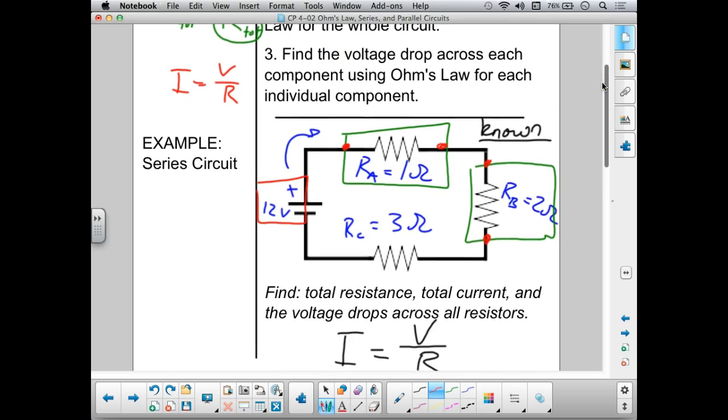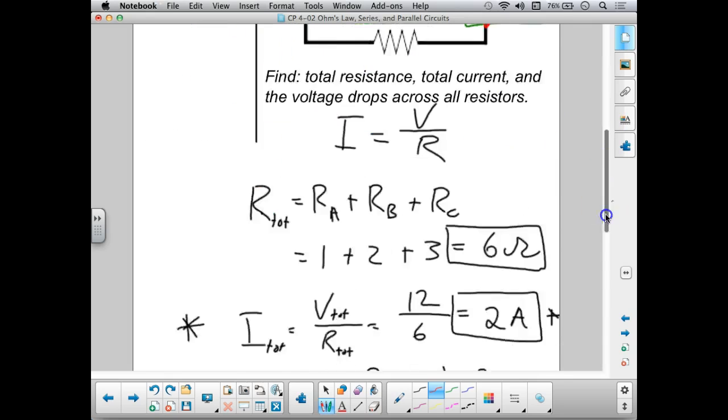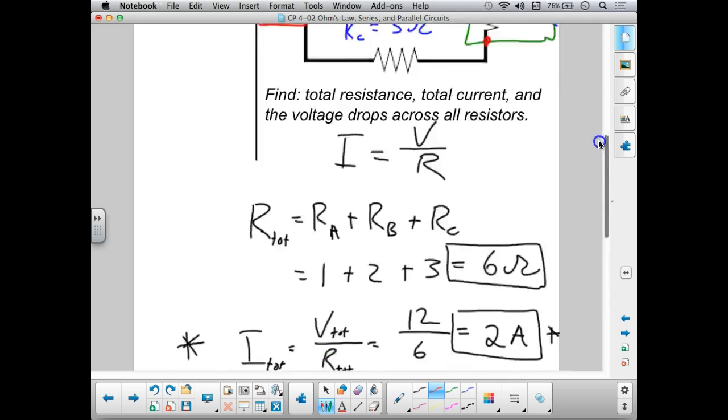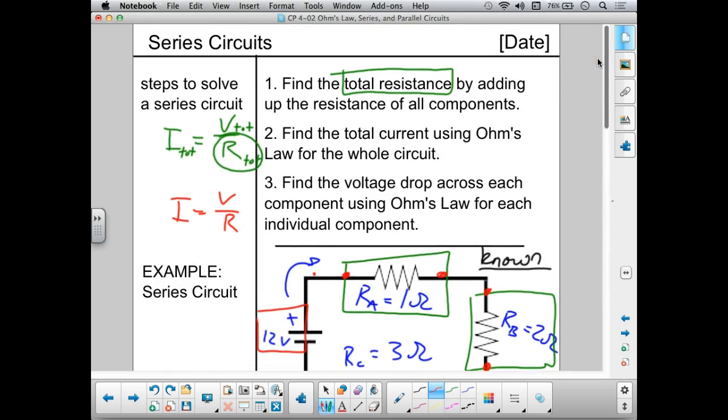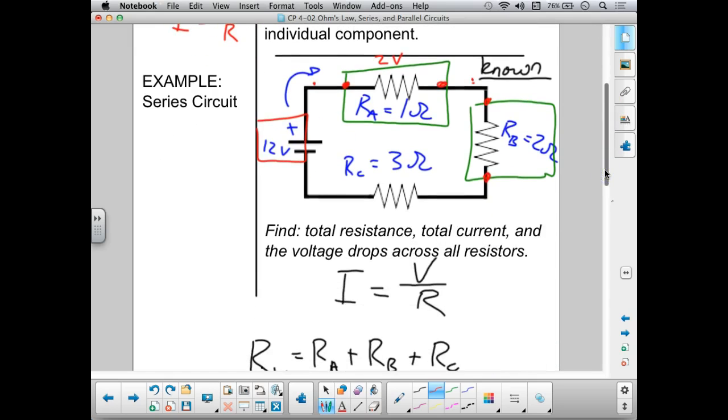Okay, so I had 12 energies per charge. Each electron was carrying 12 units of energy because that's what 12 volts means over here. They gave away some of that energy, 2 volts of it, to resistor A. 2 volts were given away here. I've got 10 volts left per electron. Each electron is now carrying 10 volts, or 10 units of energy, in this wire right over here.